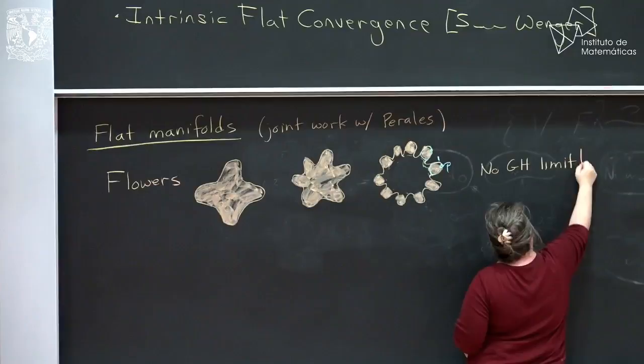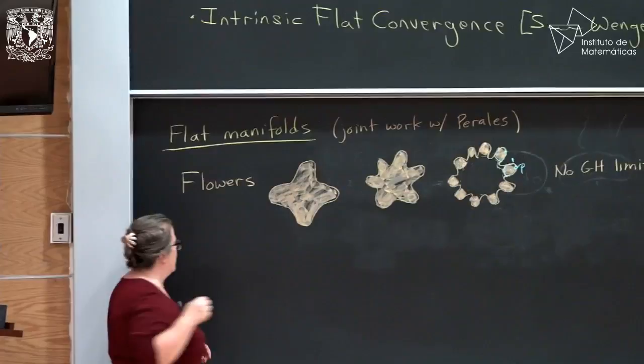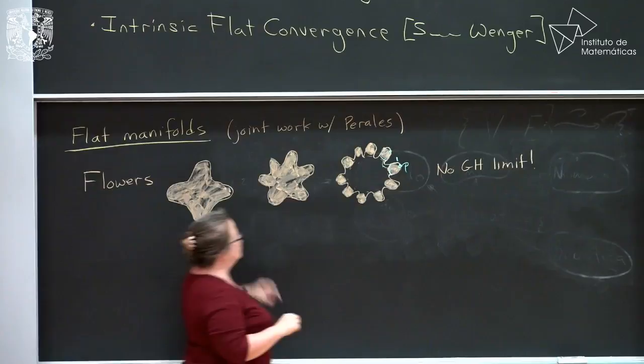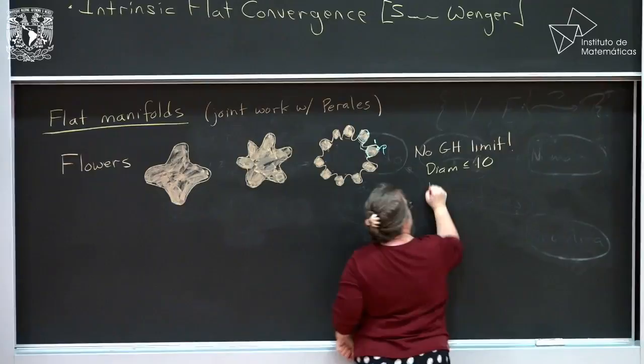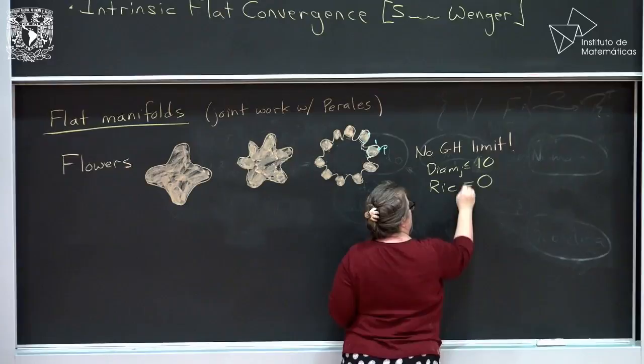And the other sequence of examples is... Oh, but notice that they have a uniform upper bound on diameter, right? Diameter, say, is less than or equal to 5 for all of them. And Ricci is actually equal to 0 for the whole sequence. So these guys have the conditions, but because of the boundary having so much curvature, they have no Gromov-Hausdorff limit.